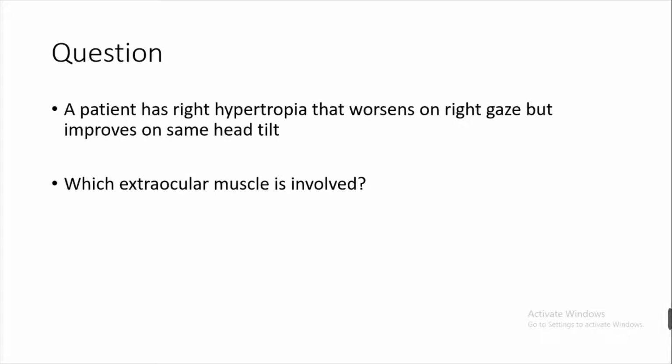So let's start with the question. If a patient has right hypertropia that worsens on the right gaze but improves on the same head tilt, which extraocular muscle do you think is involved? So let's solve this question.